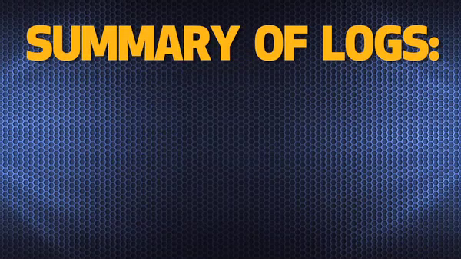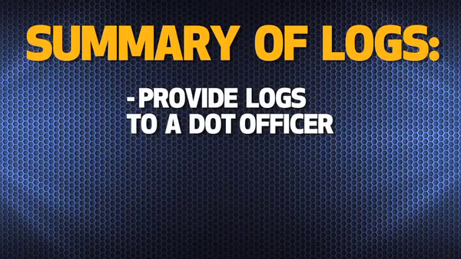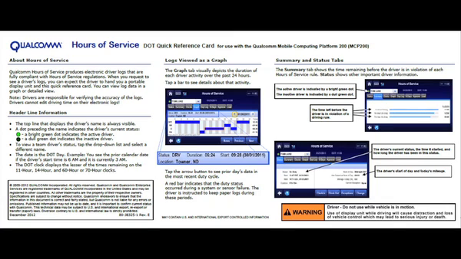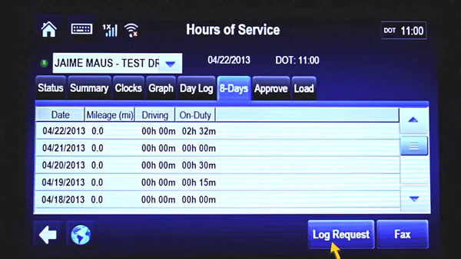There may be times when you're stopped by DOT and the officer wants to review your logs. There are 2 different ways to do this. 1. You can hand the officer the DOT Quick Reference Card, which provides step-by-step instructions on how to review your logs directly from the unit. Or, if the officer wants a hard copy, you can get this from the 8 Days tab.